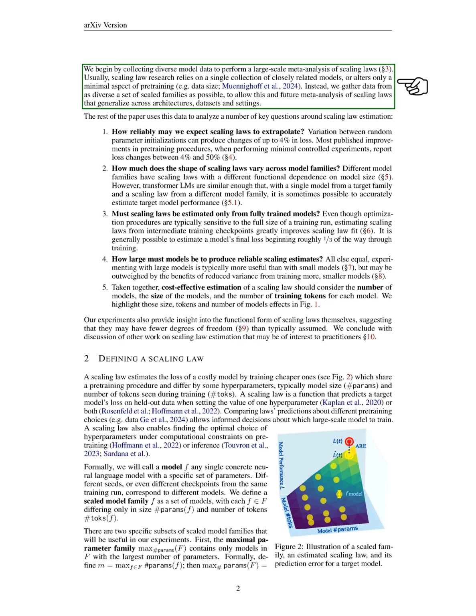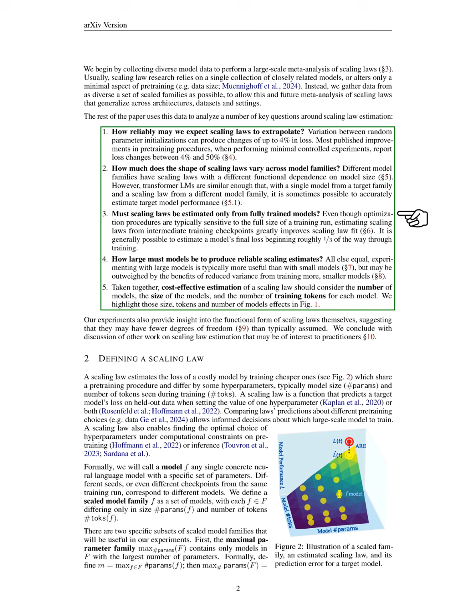We start by gathering diverse model data for a comprehensive meta-analysis of scaling laws, moving beyond the typical narrow focus of previous research. We explore several important questions regarding scaling law estimation, such as the reliability of extrapolating scaling laws, the variability of scaling law shapes across different model families, and whether scaling laws must be derived from fully trained models. We find that while larger models generally yield better estimates, training more smaller models can also reduce variance and improve reliability.